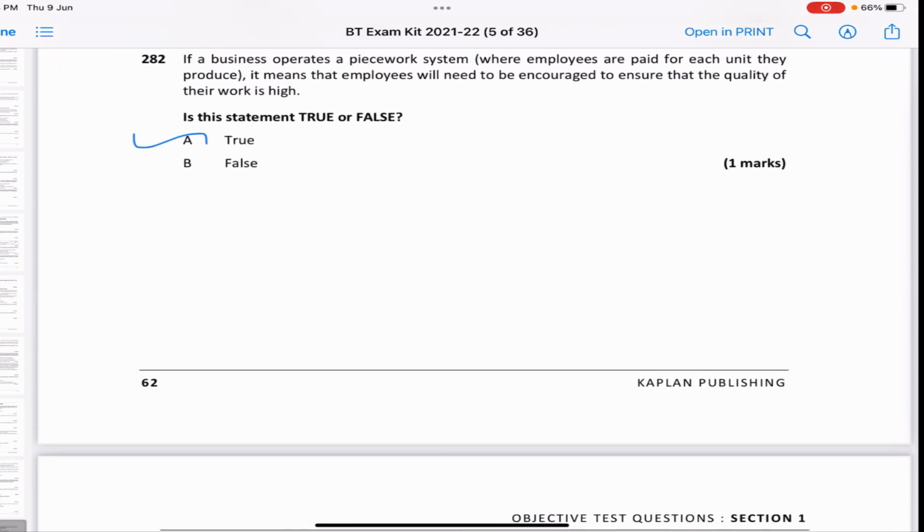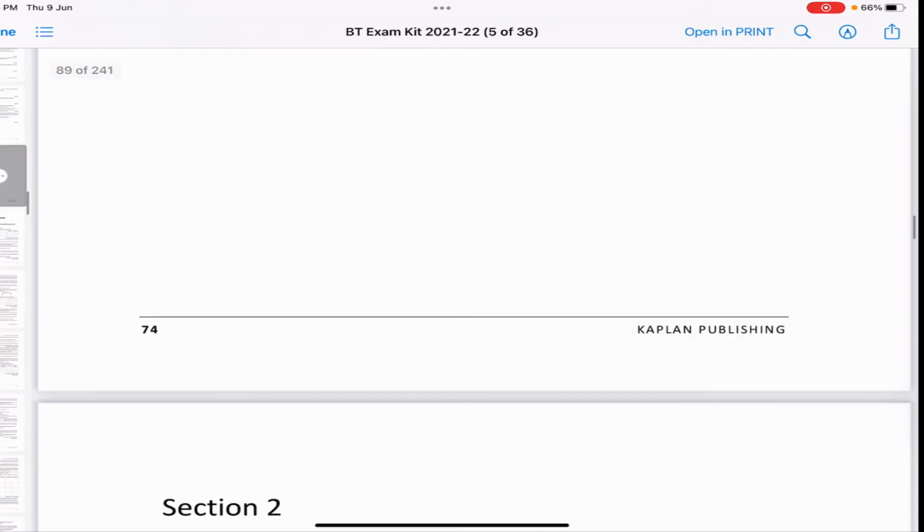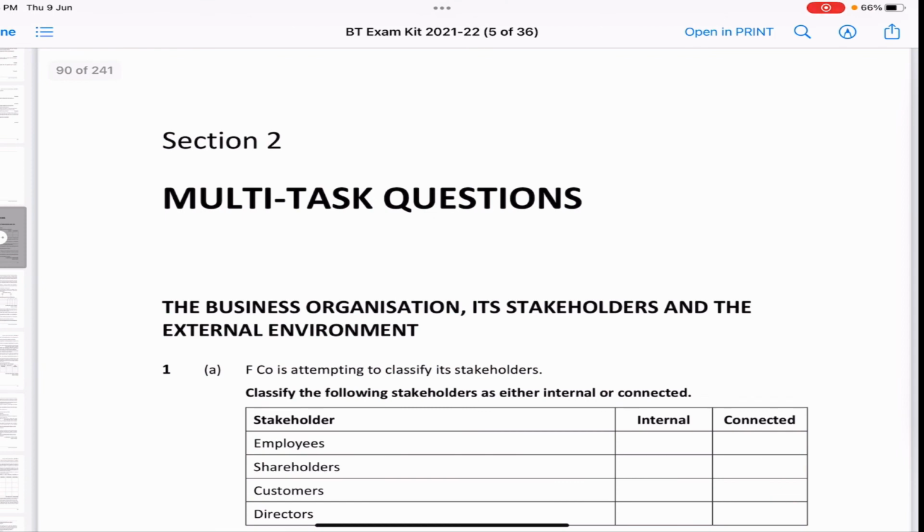In the next final video of section A of the Kaplan exam kit, we'll be discussing the questions of the left chapters, which are the 4 chapters, and after that we'll also be focusing on and doing the section B part in the exam kit. So section B is something which speaks about the multitask questions. So we'll also be doing this for all the chapters after completing the remaining objective questions.